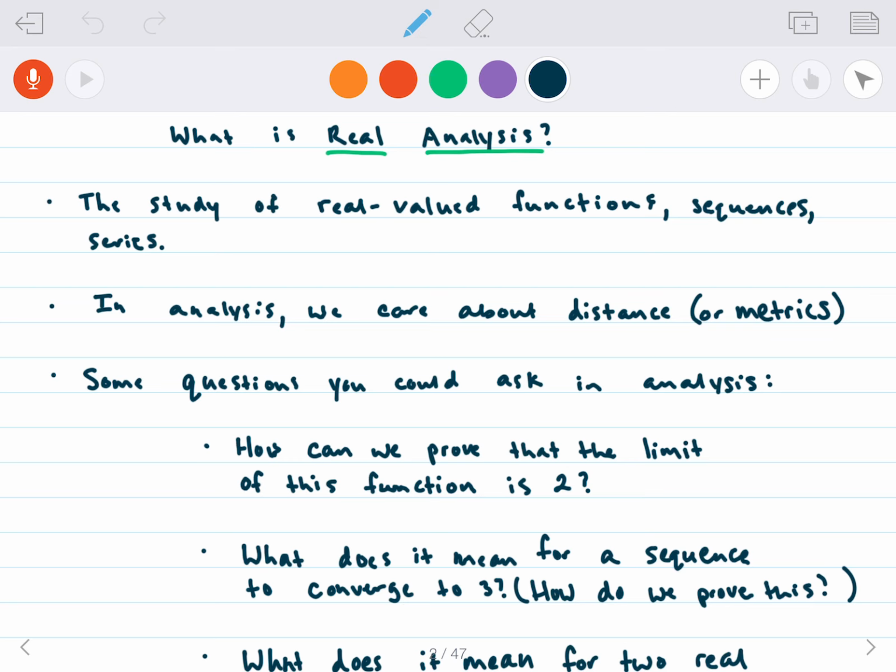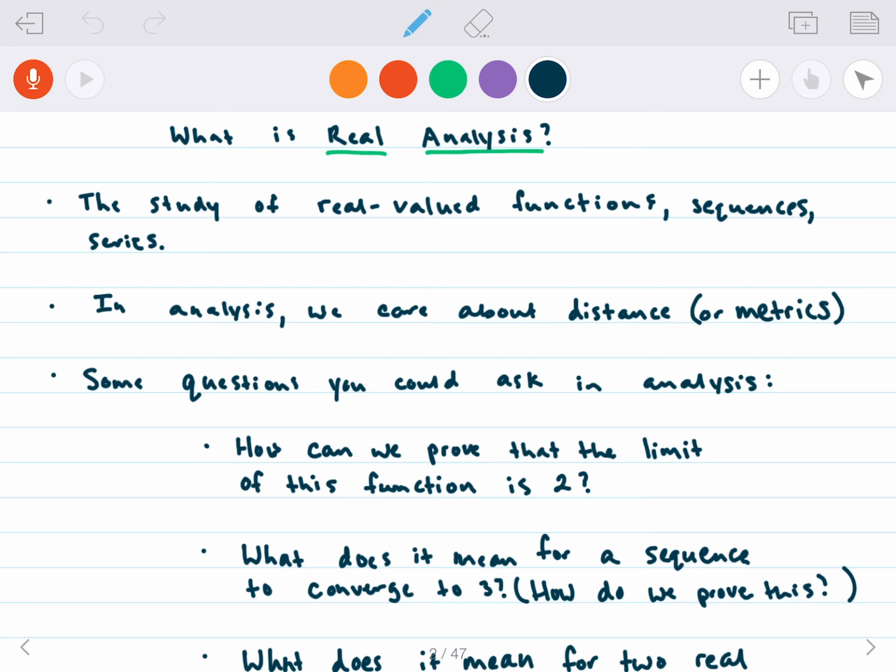Okay, so what is real analysis? Well, in short, it's just the study of real valued functions. When I say real valued, I mean the outputs of the function are real numbers. And same thing with sequences and series. We're going to take the things that you learned in Calc 1, 2, and 3, and we're going to prove some of these results rigorously.